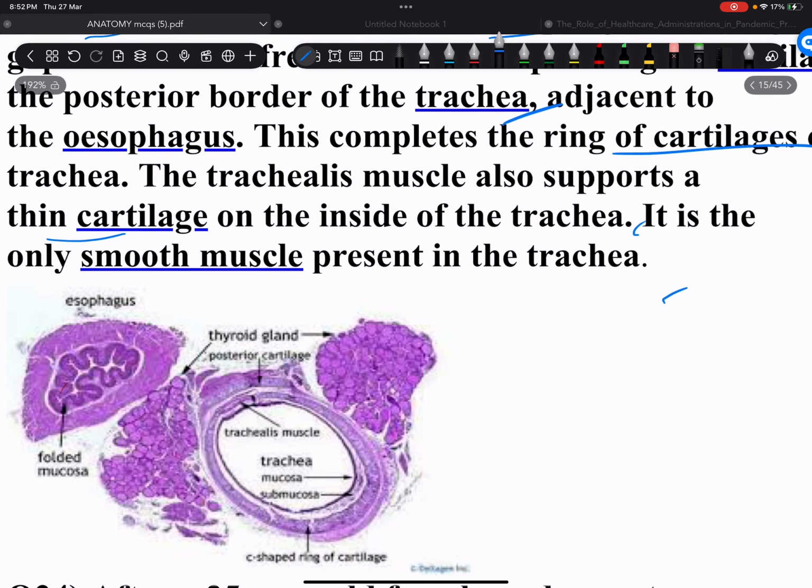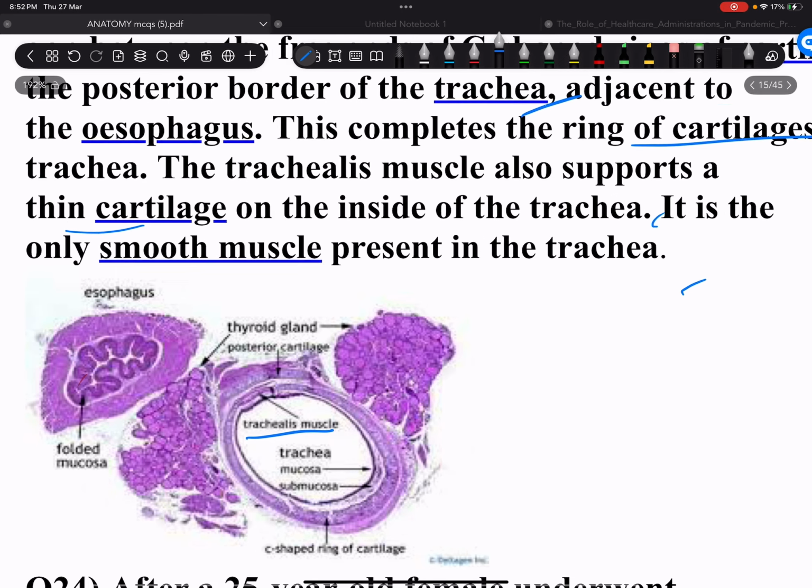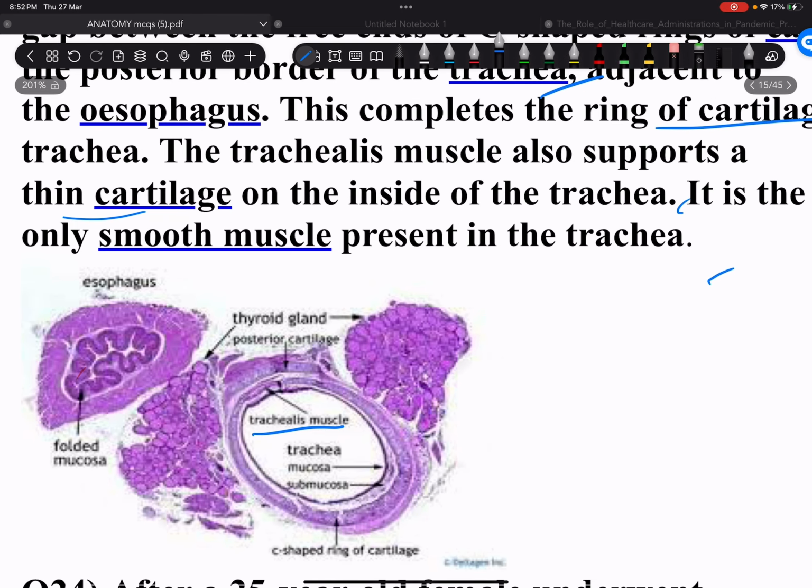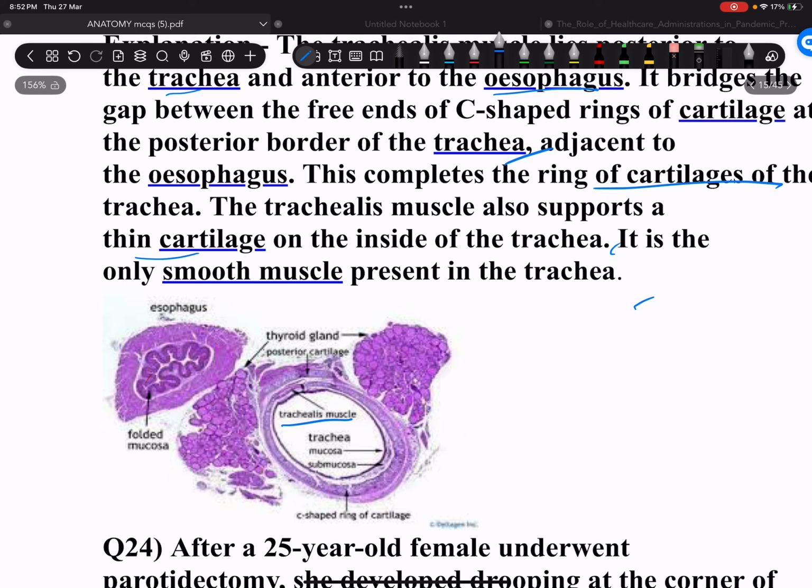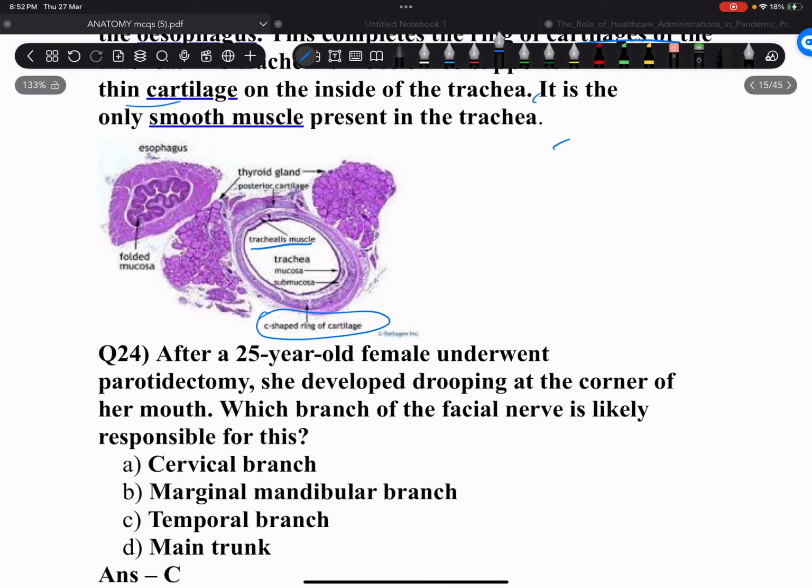Now you can see this: there is the trachealis muscle. This is the trachea, mucosa, submucosa. You can see this diagram properly. This is the C-shaped ring of cartilage. Let's come to another question.